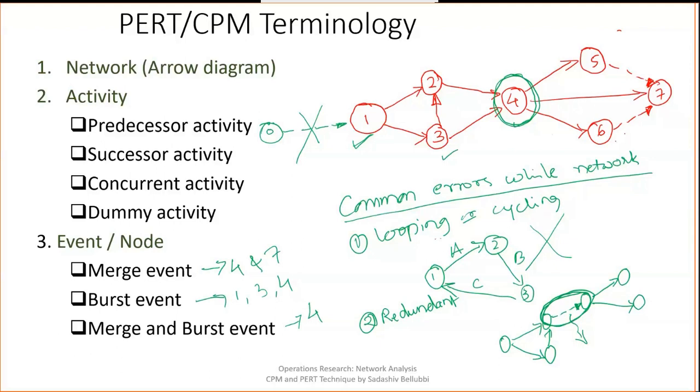And dangling, as I already explained: from this fourth node, if you draw one more activity like 8, and it is not connecting to the finishing node, then this node 8 is dangling. Such networks are not allowed. These are all the common errors while drawing the network.